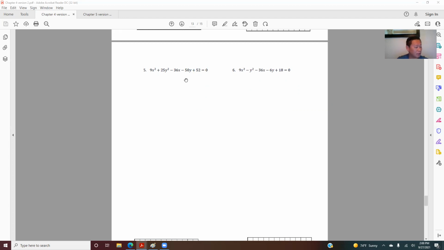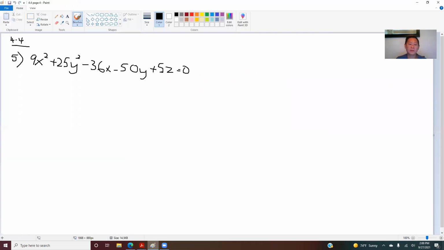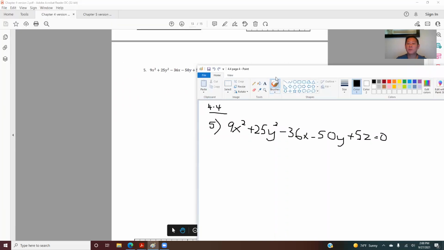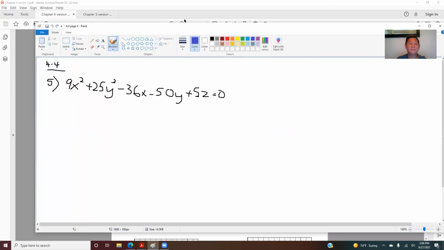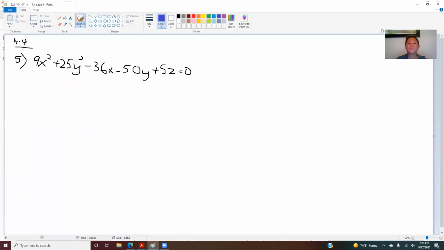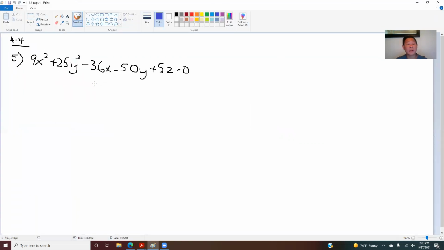Anyone know what's the first thing you need to do for completing the squares here? What's the first step? This is question 5 on 4.4, just written down here to save some time. What is the first step for completing the squares? Step number 1. Anyone? Separate. Separate your x, y, and numbers.